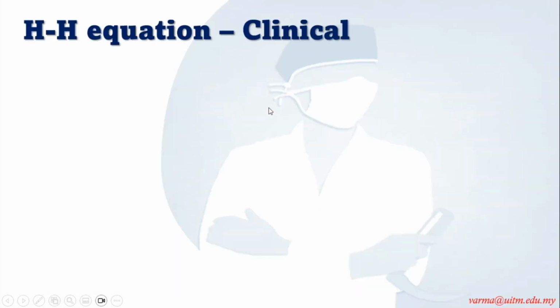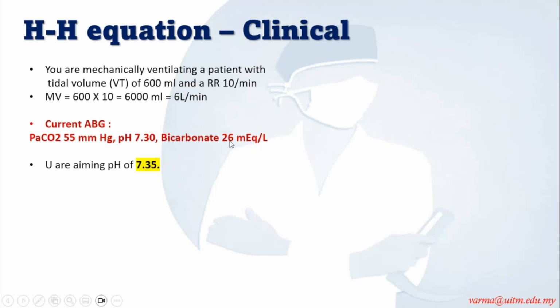Okay, let's do a simple clinical work here. Just get a piece of paper and go along with me, so at least you all understand this better before we go into the discussion. You are ventilating a patient with a tidal volume of 600 ml and a respiratory rate of 10 per minute. Let's say this patient is admitted with pneumonia. So your ventilator setting is 600 ml and respiratory rate 10, so you get a minute volume of 6 liters per minute.